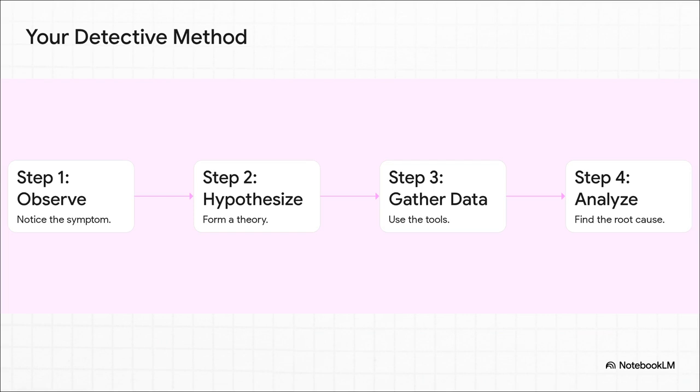Step 1, observe the problem. Step 2, form a quick hypothesis, a little theory. I bet it's a network issue. Step 3, use your tools, especially Process Monitor, to gather the hard data. And step 4, analyze those clues. That data will either prove or disprove your theory and lead you straight to the root cause.